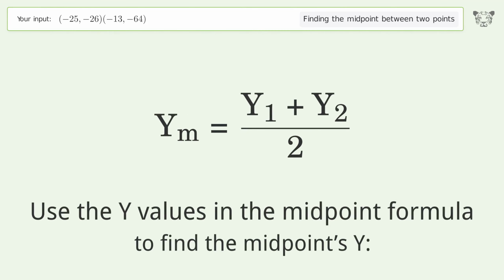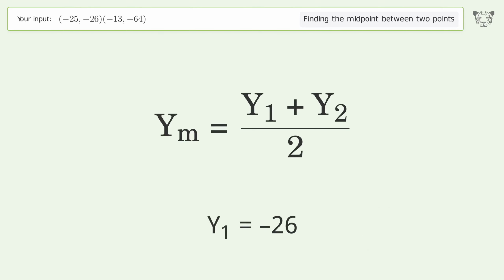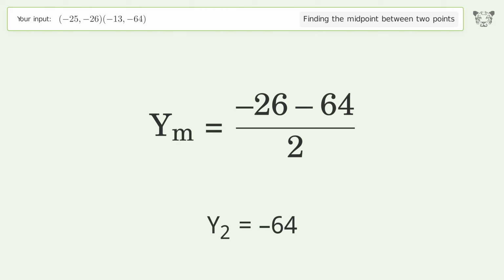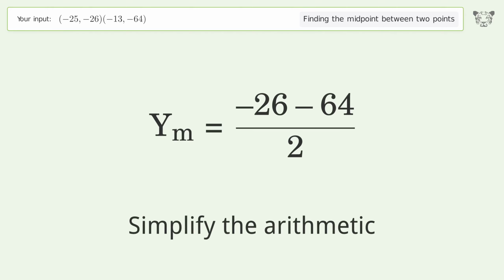Use the y values in the midpoint formula to find the midpoints y. y1 equals -26. y2 equals -64. Simplify the arithmetic.